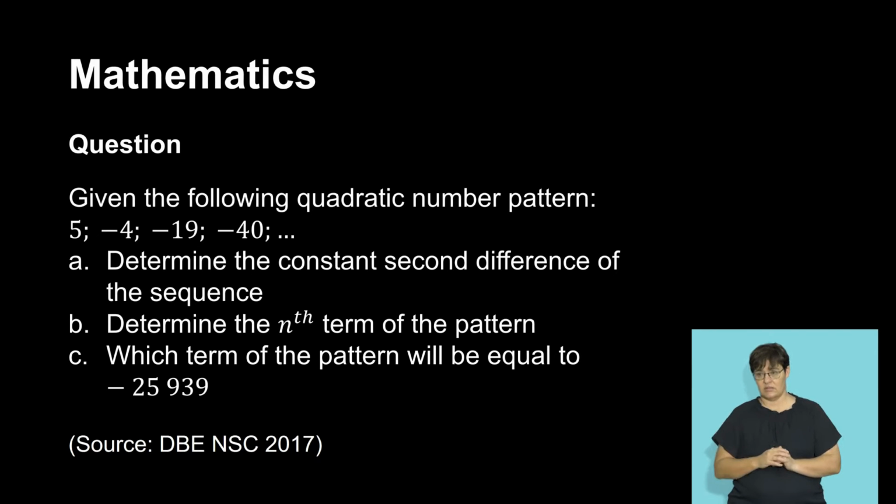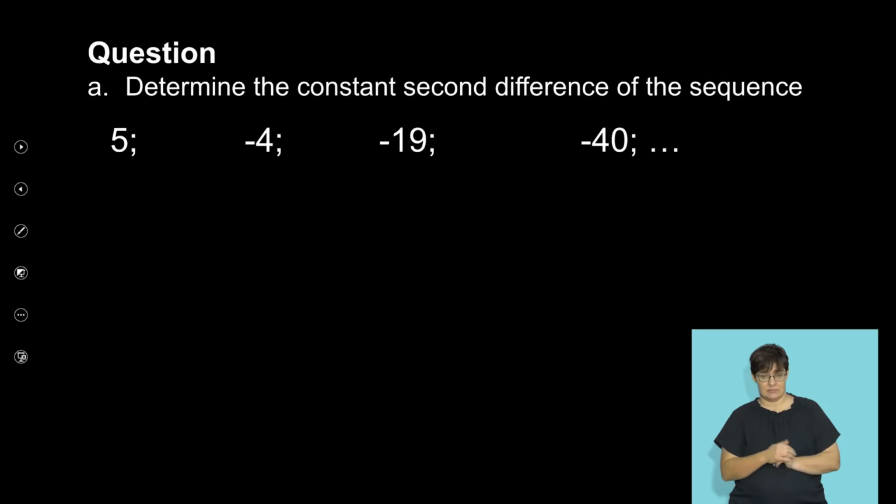So the question says, given the following quadratic number pattern: 5, -4, -19, -40. A is asking us to first determine the constant second difference of the sequence. B is asking us to determine the nth term of the pattern. And lastly, C is saying which term of the pattern will be equal to -25,939.